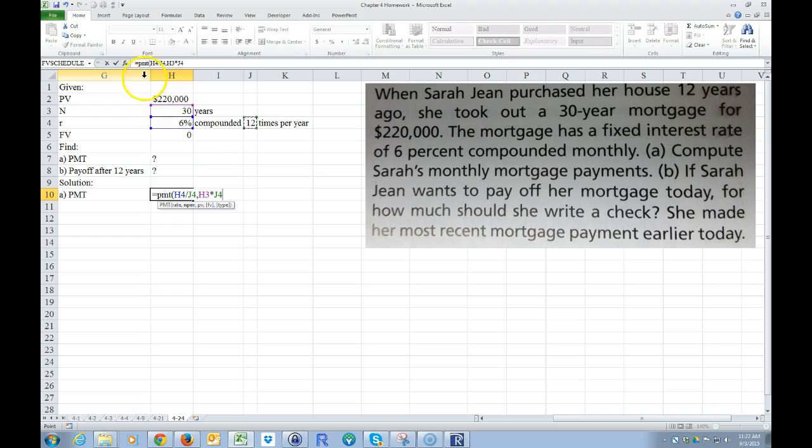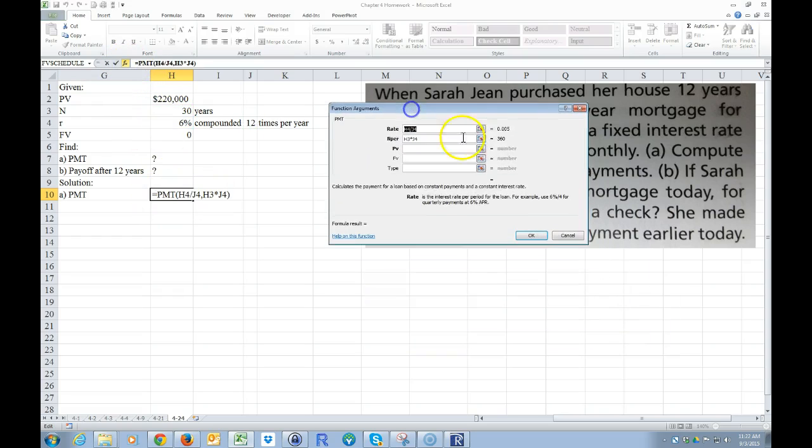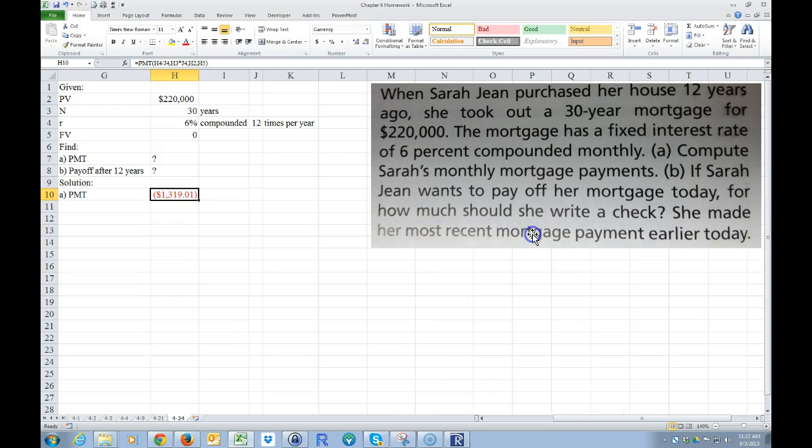In fact, anytime you're on one of these, if I click this function wizard, it shows you what's happening. See, that's 360. So the periodic rate is 0.5% because it's 12 months, 0.5% per month. The number of payments is 360 because 30 years times 12 payments is 360. And then the present value is right here. The future value is 0, and we'll just leave this as an ordinary annuity, so we don't have to put anything in here. So the payment's $319.01. So that's your answer for A.